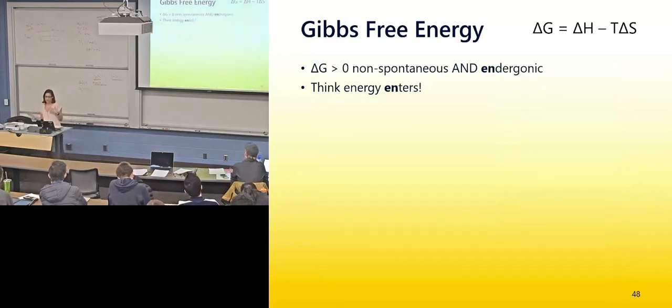So for a delta G greater than 0 or a non-spontaneous reaction, we would call this an endergonic reaction. Think of it as energy enters, sort of similar to endothermic. So what I would like you to do is draw an energy diagram, the first part, draw an energy diagram for the endergonic reaction, properly label the axes, the reactants and products, and the delta G on your drawing, and then discuss with your team the signs, positive or negative, for enthalpy and entropy change in order for the reaction to always be non-spontaneous and place it in the box below.